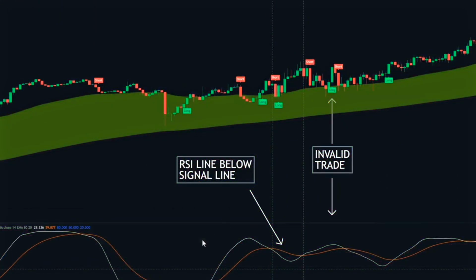One important rule to follow: if the RSI line drops below the signal line after entering a trade, avoid taking additional entries. Instead, wait for both lines to move below the midline before looking for new opportunities.